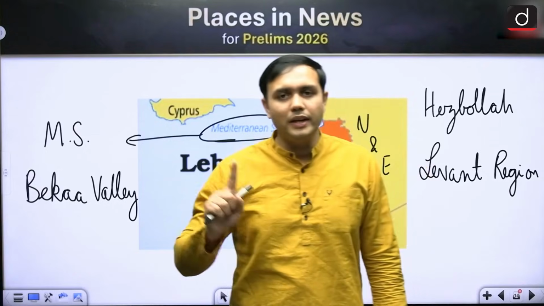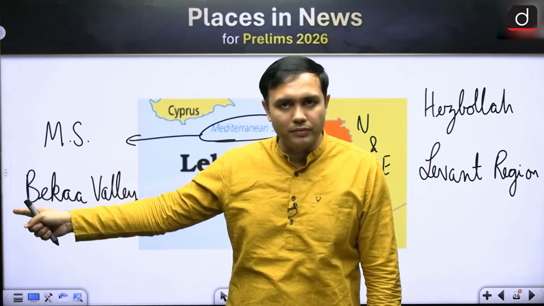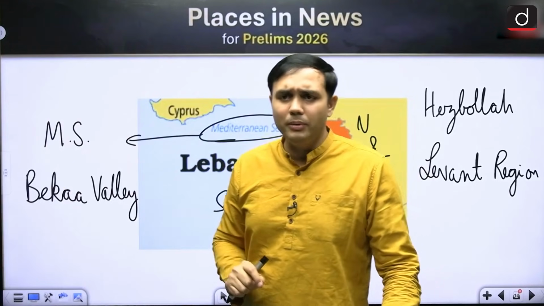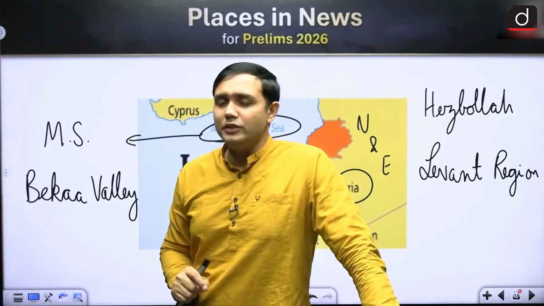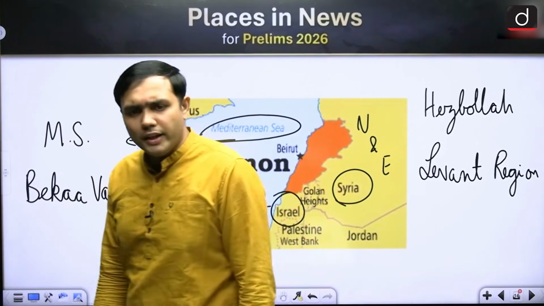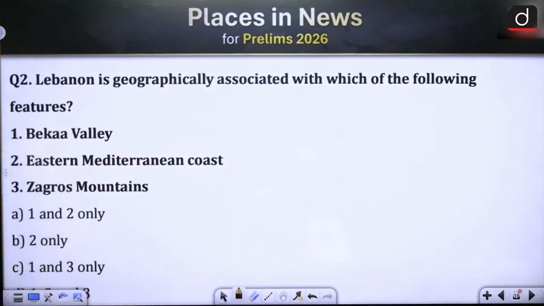You will have to remember that it is not lying on the Persian Gulf. A statement can say that Lebanon lies on the Persian Gulf. It is not there, it is on the Mediterranean coast. So that is all; this is the question that can be asked with respect to this portion. You can pause it here and we will discuss it in the next class.